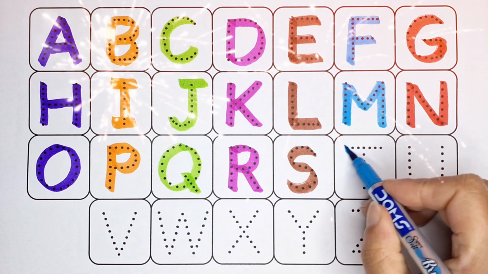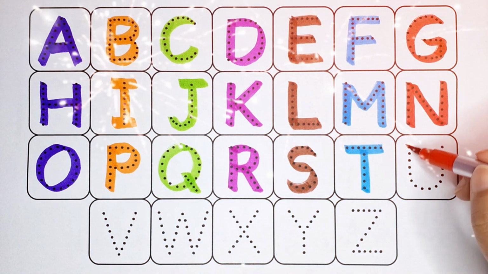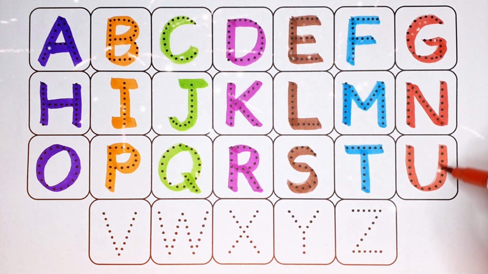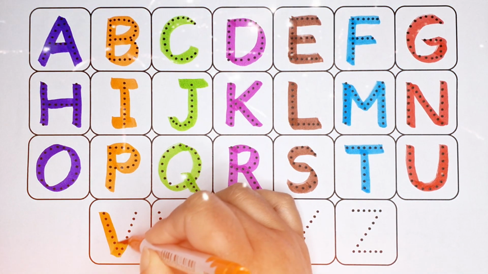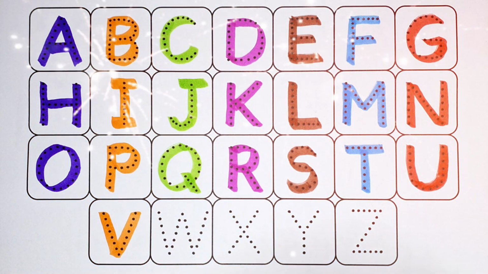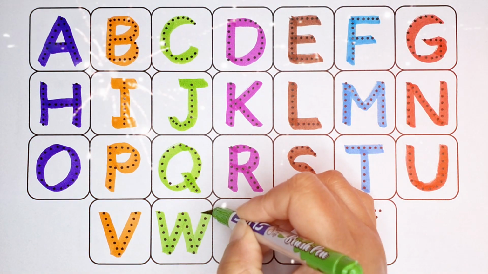Sky blue color T for table. Red color U for uniform. Orange color V for van. Green color W for window.